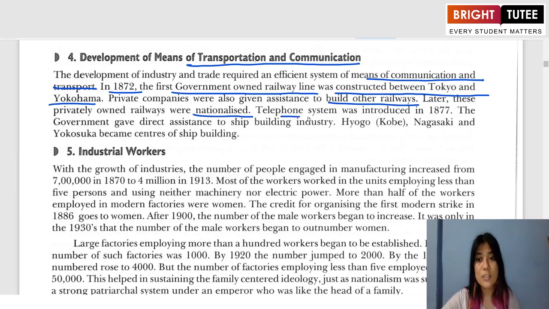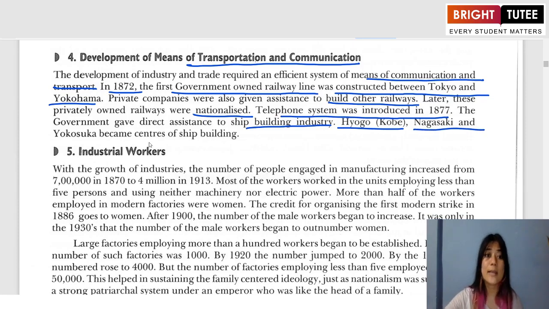The telephone system was also introduced in 1877. The government provided support and aid to the shipbuilding industry as well. Hyogo in Kobe, Nagasaki and Yokosuka became important centers of shipbuilding.